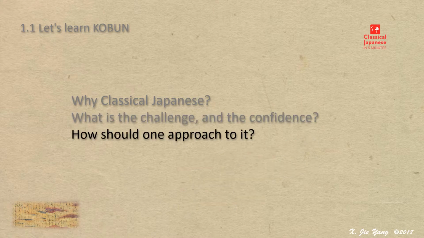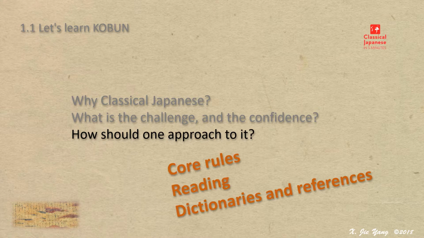How should one approach this subject? The suggestion is first to understand and to remember the core rules of the language. I particularly refer to the core rules. If one tries to list all the rules of classical Japanese, as it was a language used for many hundreds of years by people from different locations with different education, some rules may even conflict with each other. A learner should concentrate on the basic rules.